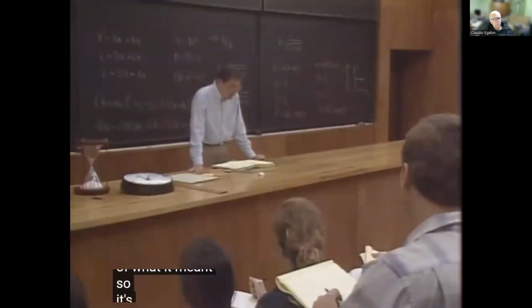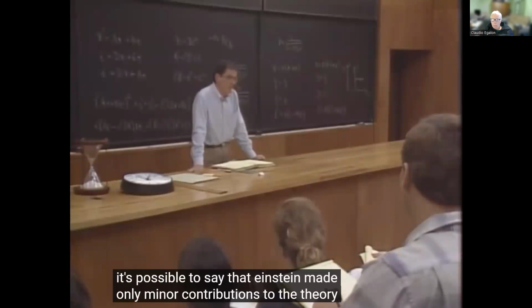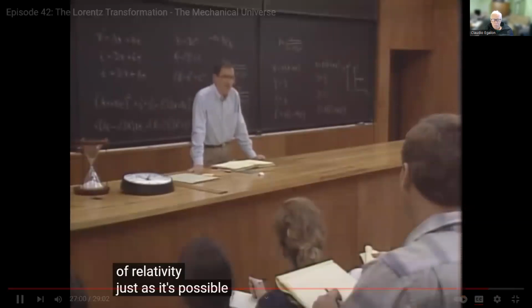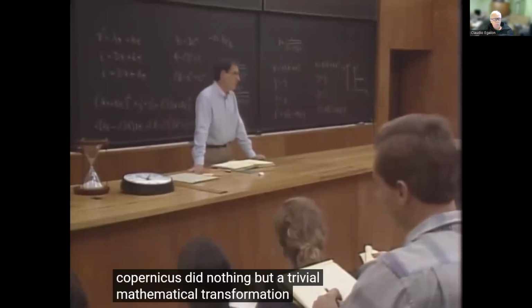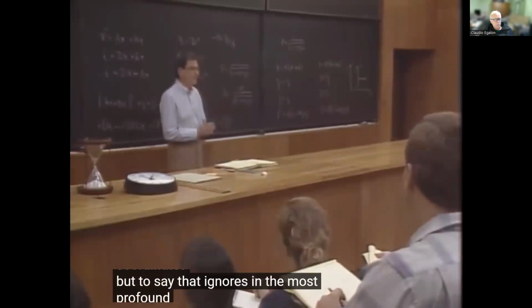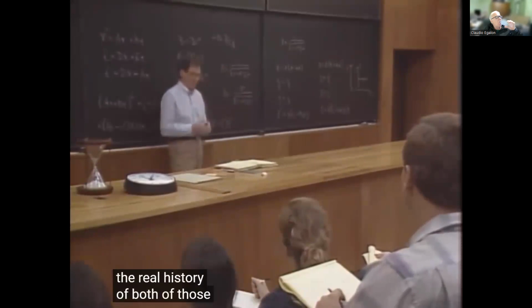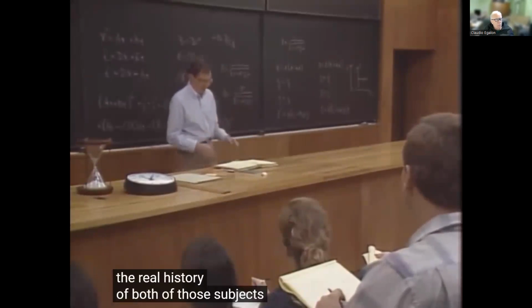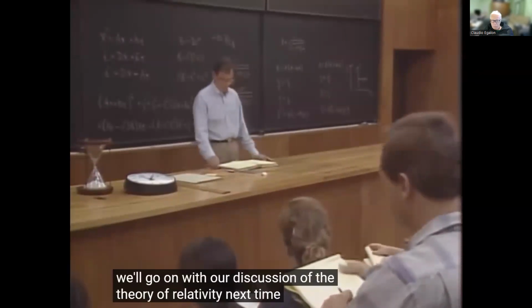So, it's possible to say that Einstein made only minor contributions to the theory of relativity, just as it's possible to say that Copernicus did nothing but a trivial mathematical transformation of coordinates. But to say that ignores in the most profound possible way the real history of both of those subjects. We'll go on with our discussion of the theory of relativity next time.